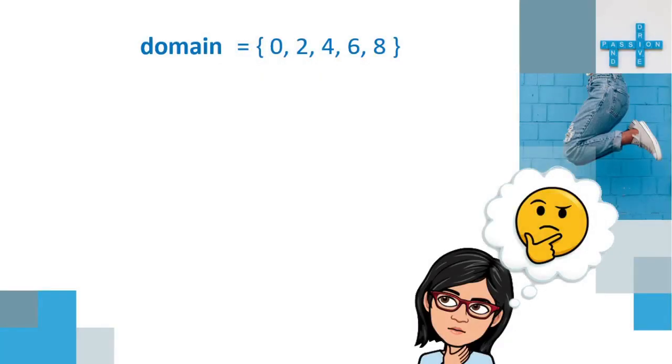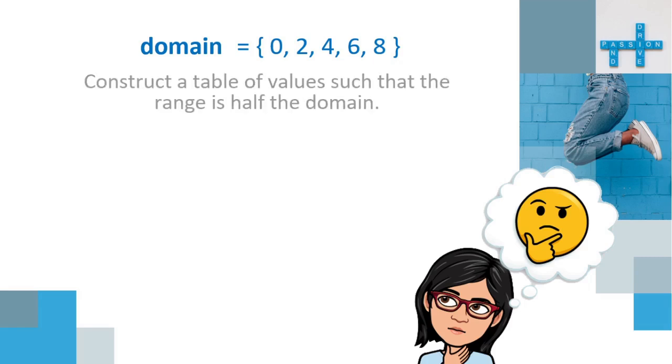So this time around, what we're going to do is we're gonna give you examples to help you with your learning tasks. Katulad nito, take a look at this one. If we're given the domain, and the domain is equal to 0, 2, 4, 6, and 8, and the instruction is, construct a table of values such that the range is half the domain. Okay, ang kailangan natin, table of values.